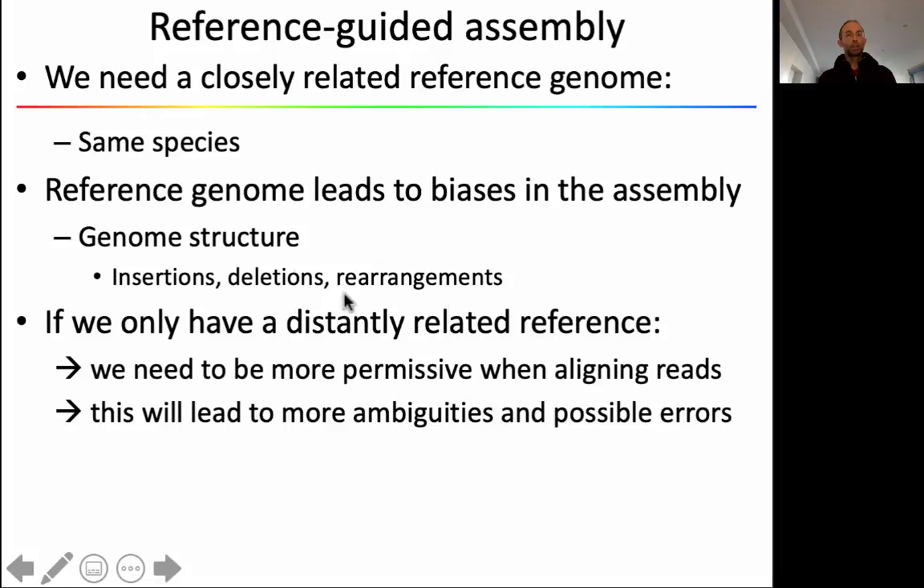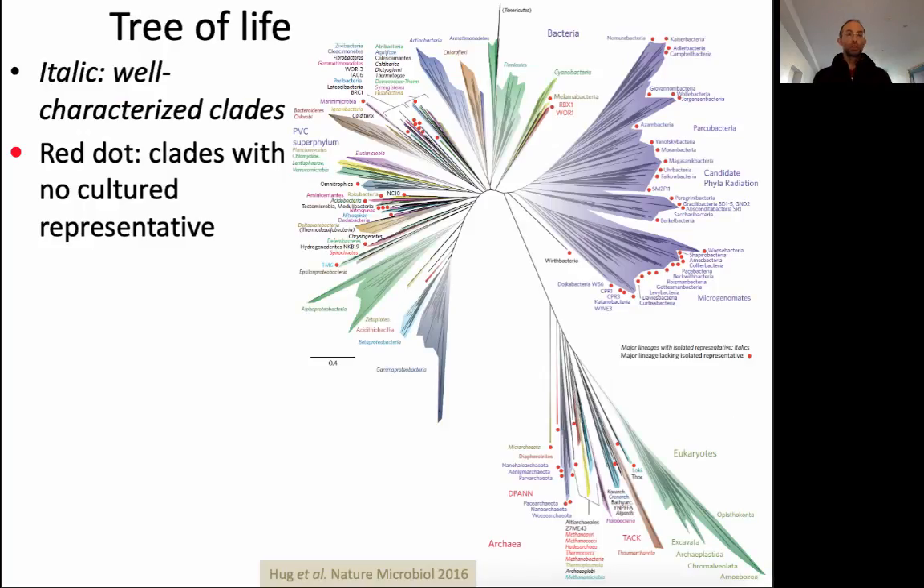So reference-guided assembly generally is not considered to be appropriate for assembling sequences of completely new species. And as we know from metagenomic studies, there are many bacterial species that we have not yet seen before. So this is a view of the tree of life generated in 2016 from complete genome sequences as well as genome sequences that were assembled from metagenomes.